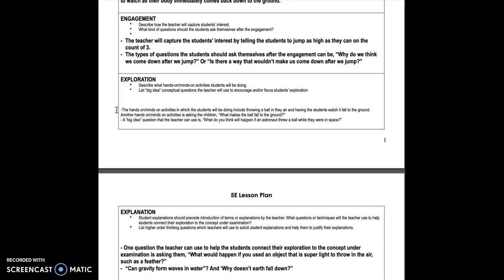Now, a big idea question that the teacher can use would be, what do you think will happen if an astronaut threw a ball while they were in space? This again can require them to use their critical thinking skills, since there is no gravity in space.